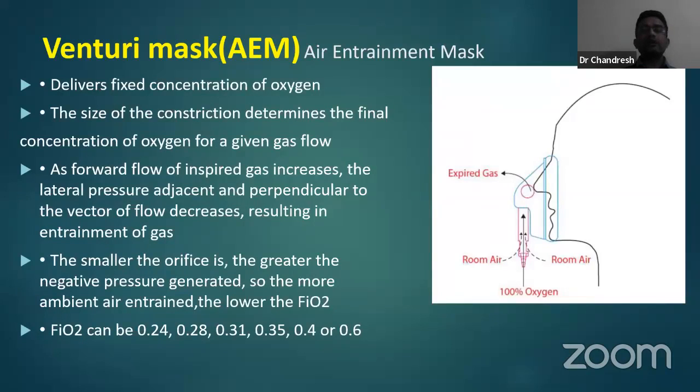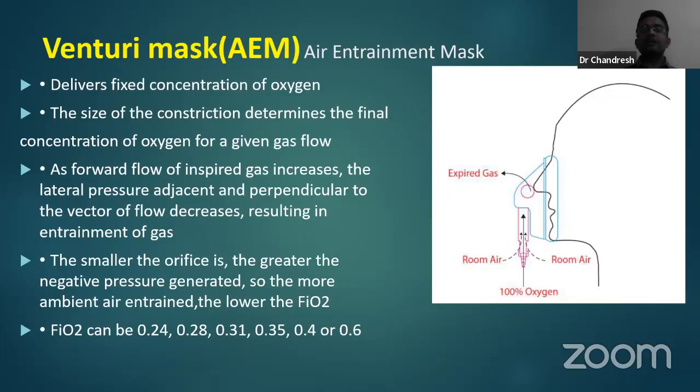Yeah. So here you can see the design of the Venturi mask. It delivers a fixed concentration of oxygen. The size of the constriction determines the final concentration of oxygen for a given gas flow. The forward flow of the inspired gas increases the lateral pressure, and that's why it results in the entrainment of the gas. The smaller the orifice, the greater the negative pressure, and that's why more air will get entrained from the atmosphere, which will result in a lower FiO2.